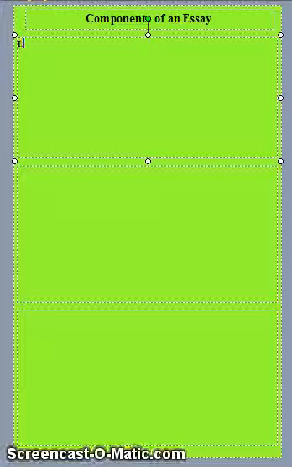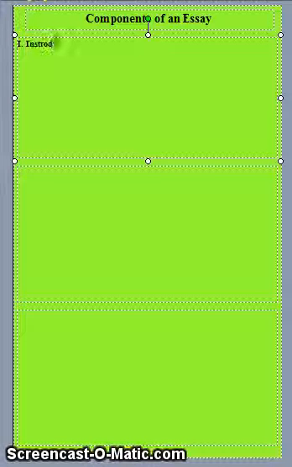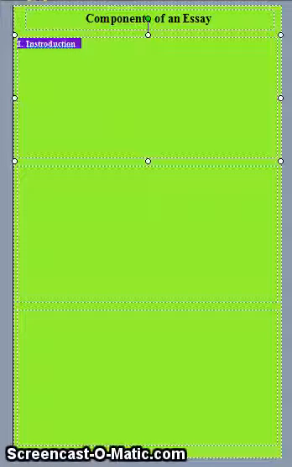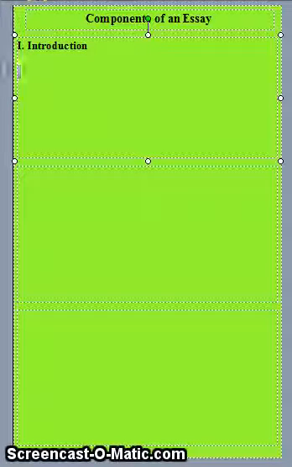The first thing is that in an essay, you have to have an introduction. And in your introduction, you have to have certain characteristics, and I am sure that you've seen these before. Introduction. There it is. All right. In an introduction, the very first thing that you absolutely have to have is an attention getter.